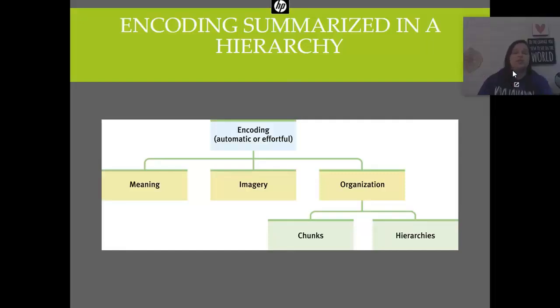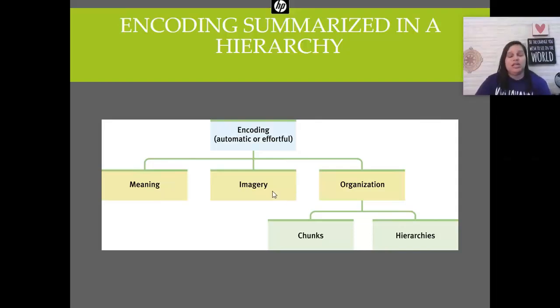And if we wanted to break down encoding into a hierarchy, we could say encoding can be through automatic or effortful processing. We can encode meaning, which is semantics, imagery, which is iconic, or we can organize it. And when we're organizing, we can break down the information into chunks or hierarchies.